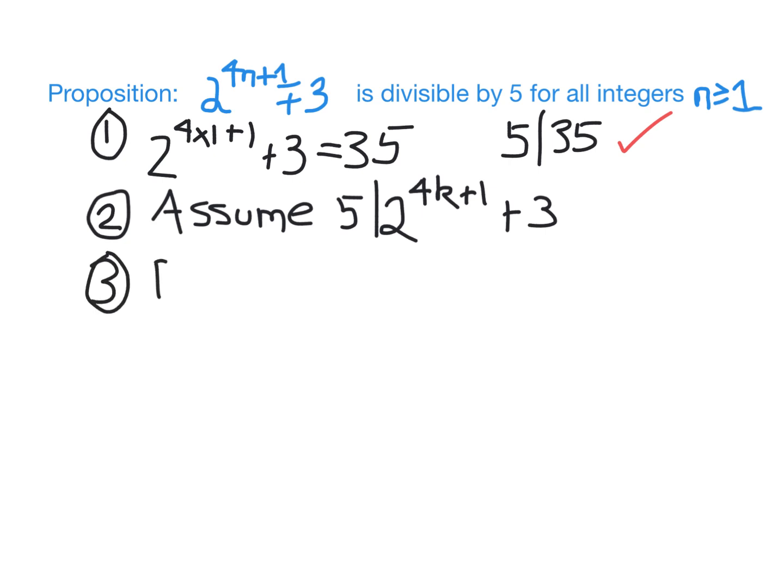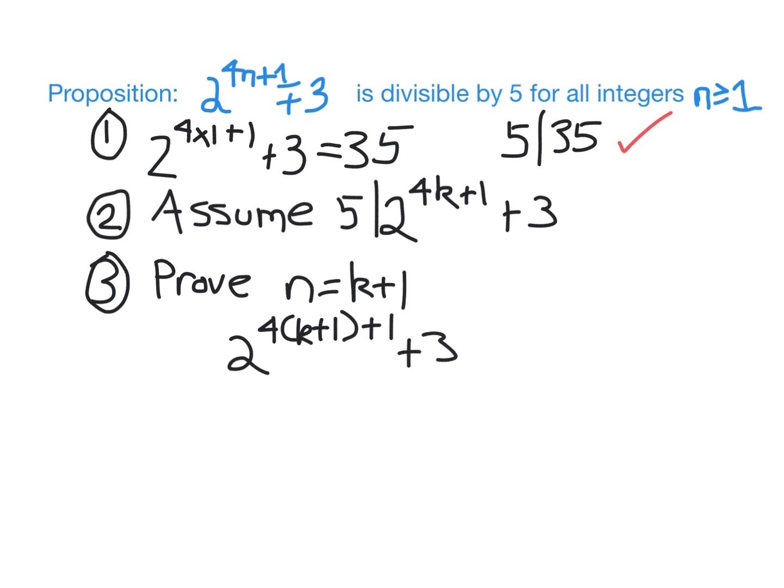So now what we need to do is prove that it's true when n equals k plus 1. So we're going to take our assumption here and basically change n to k plus 1. So here, if I change n to k plus 1, I get 2 to the power of 4. Now I need to put it in brackets here. k plus 1, plus 1, plus 3. That's what I have. So let's expand the brackets.